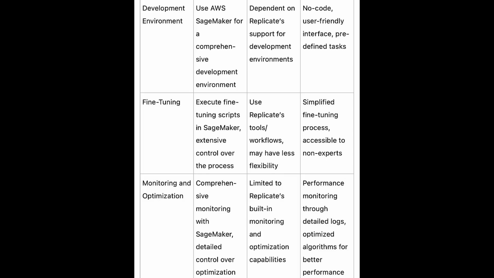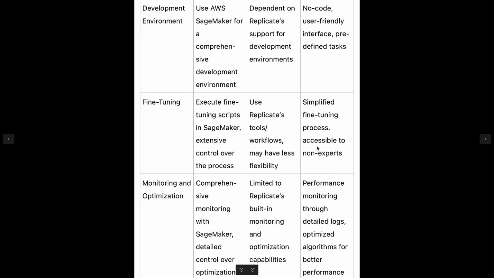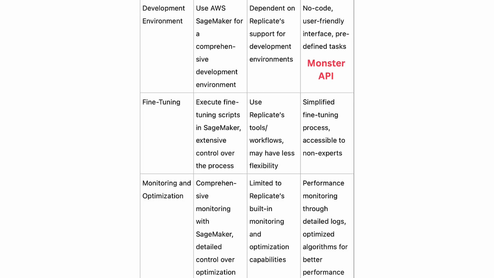and it has all the predefined tasks, versus AWS's SageMaker, which of course is very comprehensive, but it has a lot more complexities. And then in the fine-tuning, again, fine-tuning is very simple. You just need to set up the configuration, which we'll see in a minute, and Monsterapi supports all the latest technologies like QLoRa, flash attention 2, and parallelization of your multi-GPU setup, etc. And for monitoring and optimization of your fine-tuning job, of course, SageMaker provides you lots of comprehensive tools, but the support from Monsterapi is also great. You get performance monitoring through detailed logs, optimized algorithms for better performance.